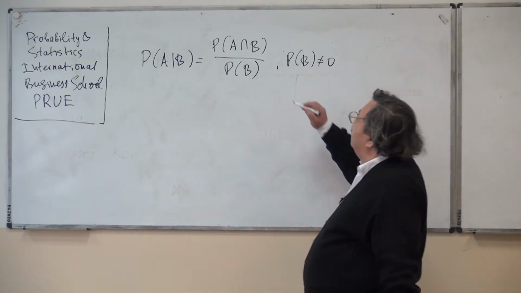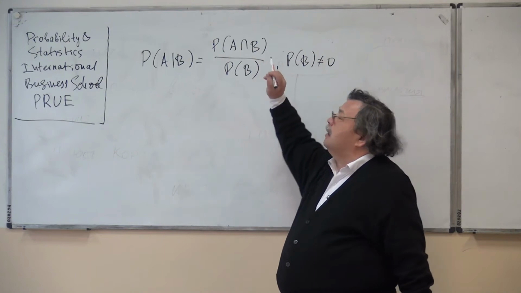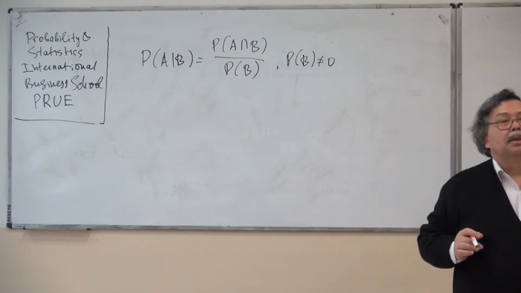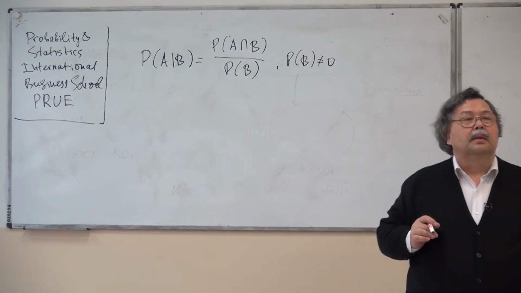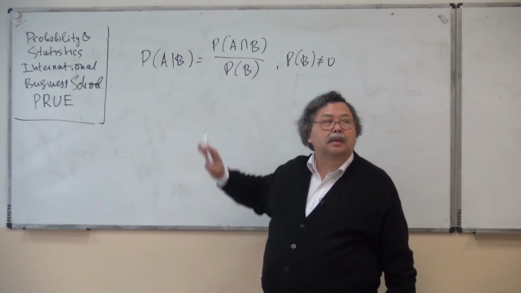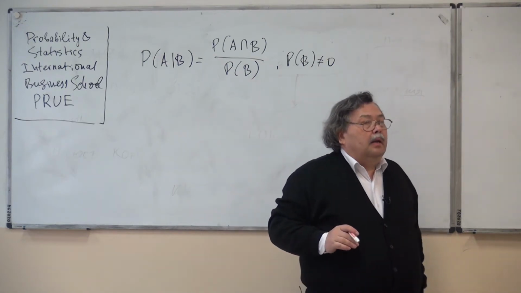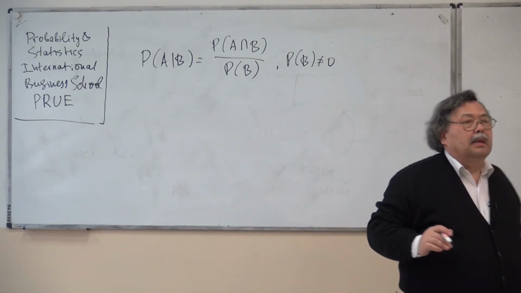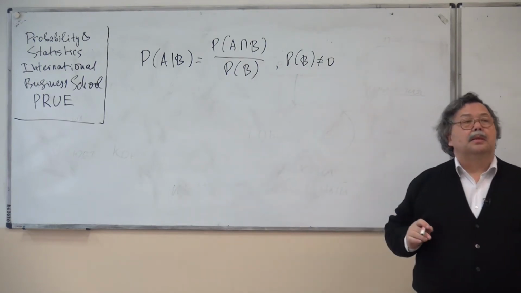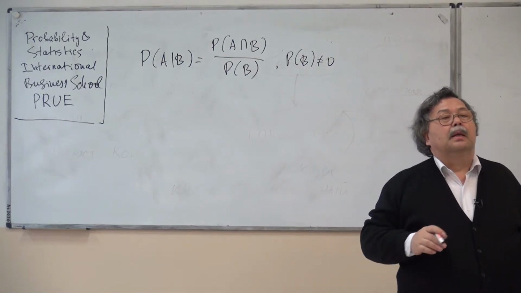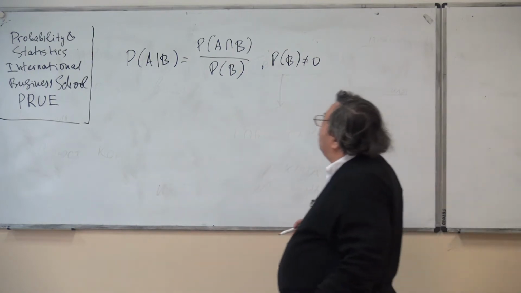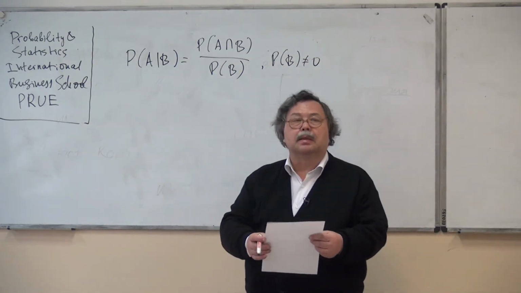All right, now the right-hand side here is a quotient. The numerator is the probability of the joint event, A intersect B, and the denominator is the probability of event B. And because we have this denominator here, we need to stipulate that the probability of B should not be equal to 0. Okay, let's give it a simple example.